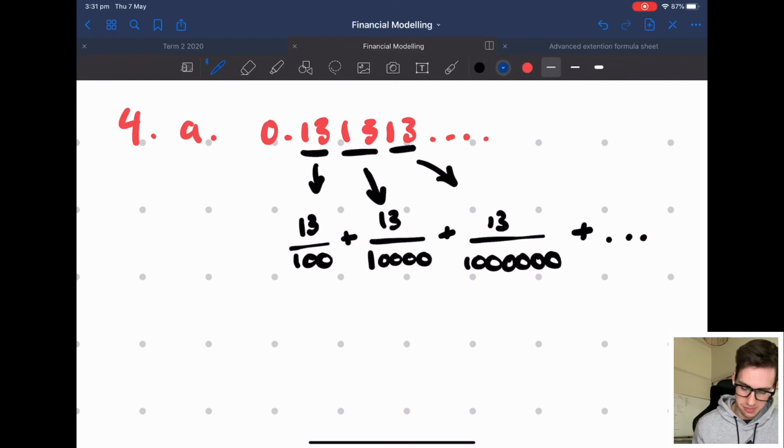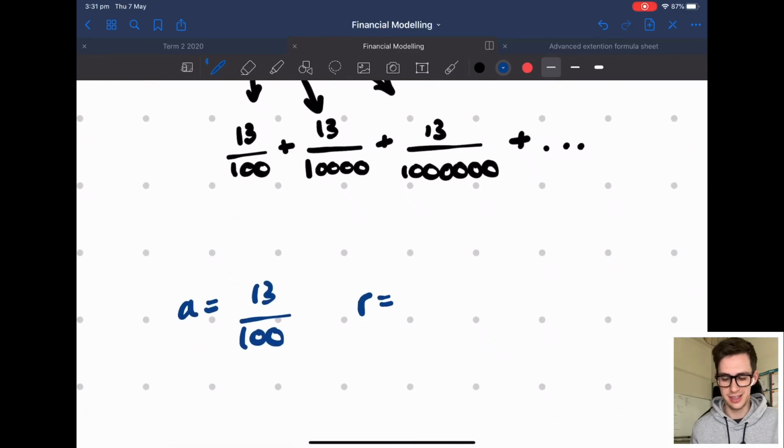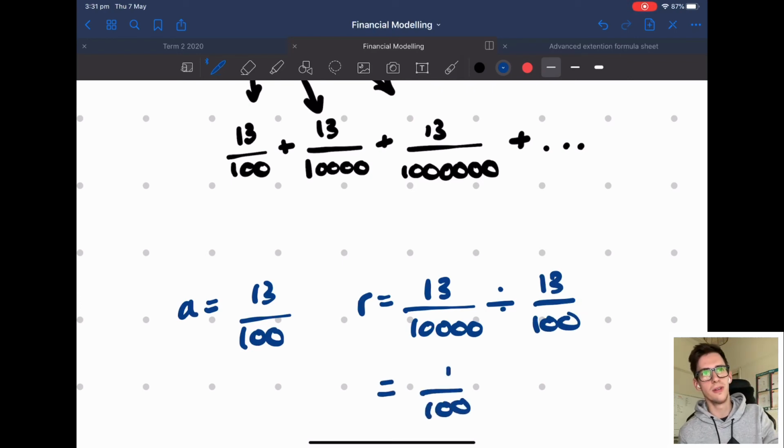Now, there's a couple of things I can pick out here. I can find the first term, my A. That must be 13 over 100. Cool. Now my R, don't try and figure this out in your head, although you can, because really what am I doing? I'm just adding on 2 zeros each time, so I'm multiplying by 1 over 100. But if that's a bit tricky for you, we can use our method where we go, okay, well, the ratio is going to be a term divided, did I miss a zero? Yeah, I did. Divided by the term before it. Chuck that in your calculator, you get 1 over 100.